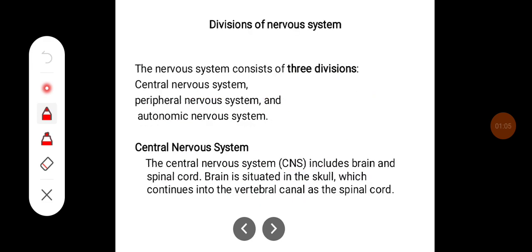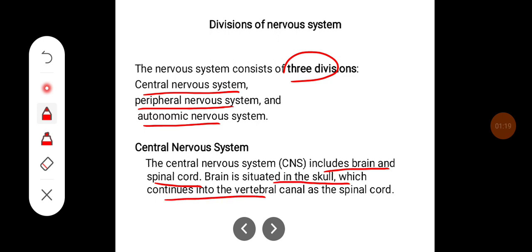The nervous system consists of three divisions: the central nervous system, peripheral nervous system, and autonomic nervous system. The central nervous system includes the brain and spinal cord. The brain is situated in the skull, which continues into the vertebral canal as the spinal cord.